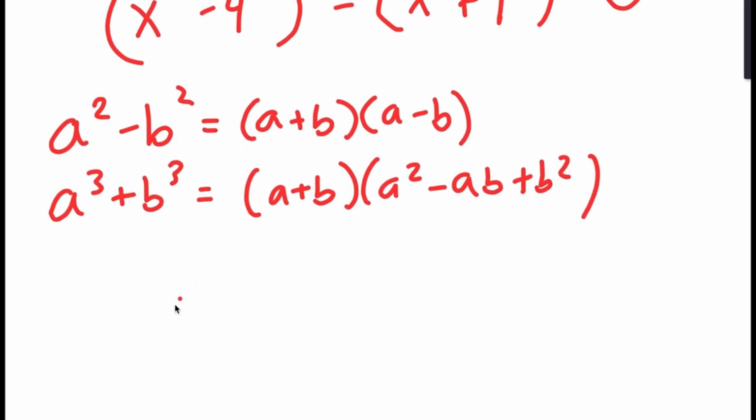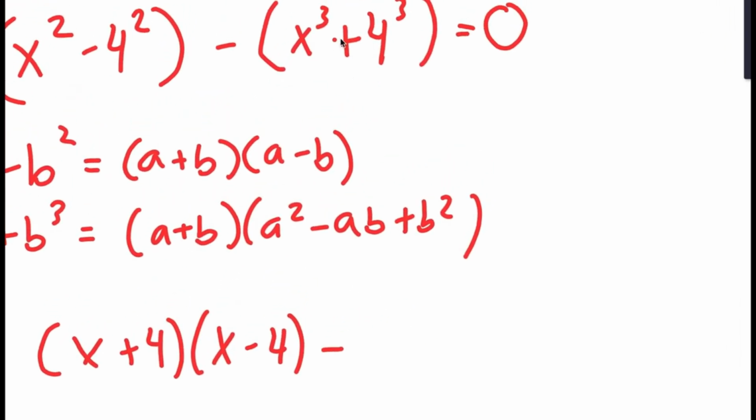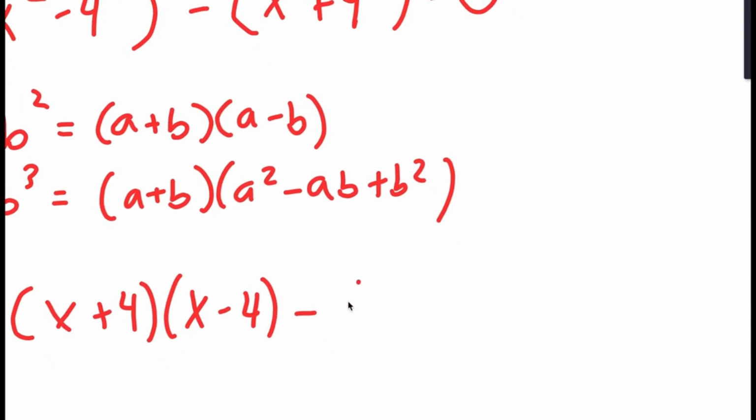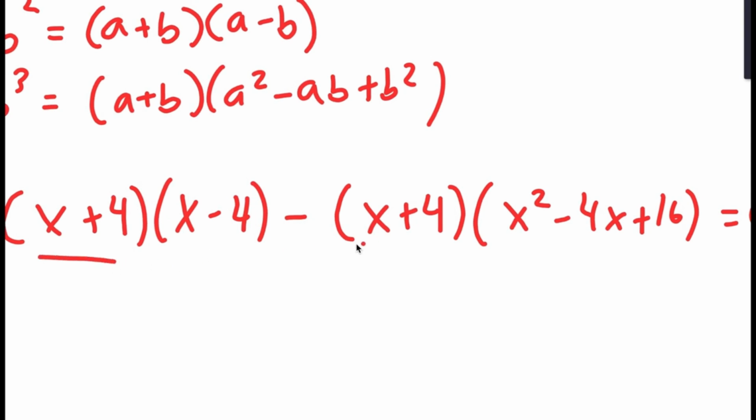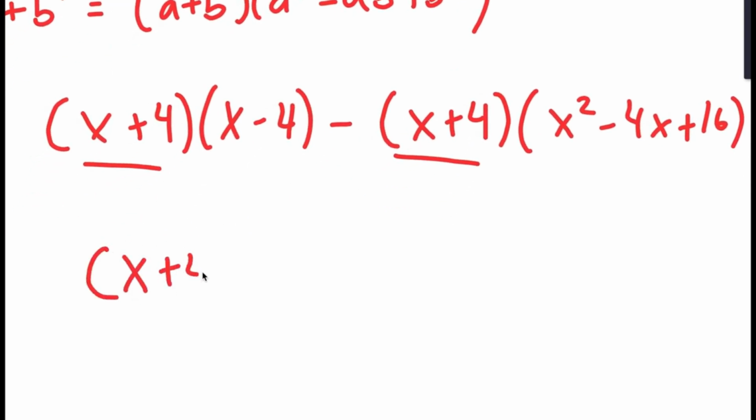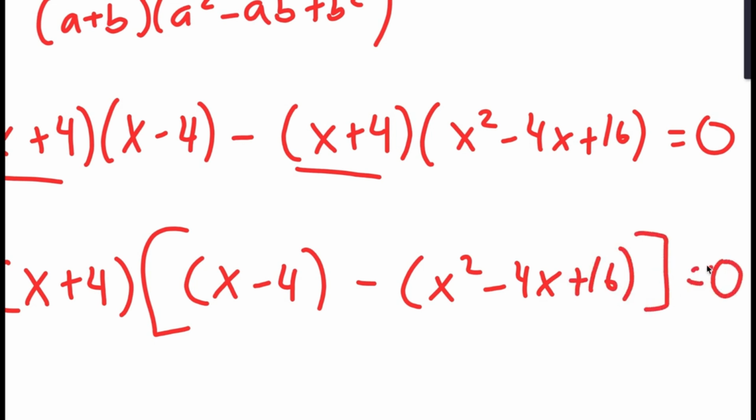So for x squared minus 4 squared, it's going to turn into x plus 4 times x minus 4. I have this minus a to the power of 3 plus b to the power of 3, or in this case, x to the power of 3 plus 4 to the power of 3, is going to turn into x plus 4 times x squared minus 4x plus 16. Now, because both of these terms have x plus 4 in them, I can factor out x plus 4. So I get x plus 4 times x minus 4 minus x squared minus 4x plus 16 is equal to 0.